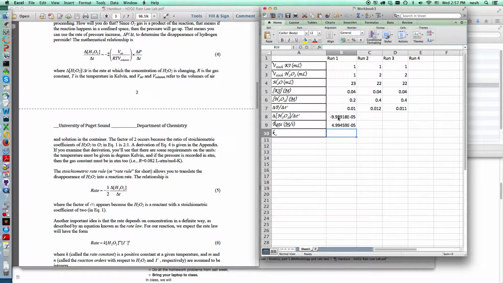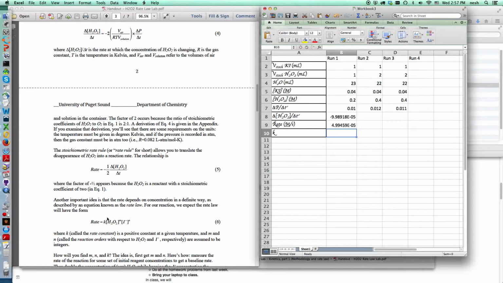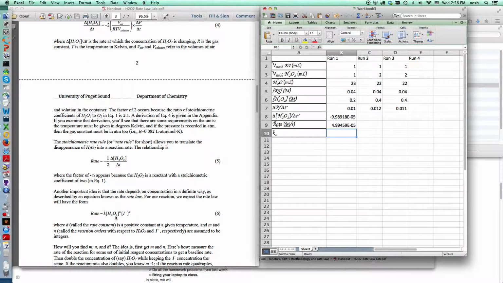Okay. Now, finally, it'd be nice to get the rate constant, and that's going to be based on this thing here, and that's going to depend on what I think m and n are, so I'm just going to make up some values here to show you how to do that. But you see, if you take this expression and you solve it for k, what I'm going to end up with is the rate divided by those concentrations raised to the appropriate orders. So if you want to do that, why don't you give it a shot?